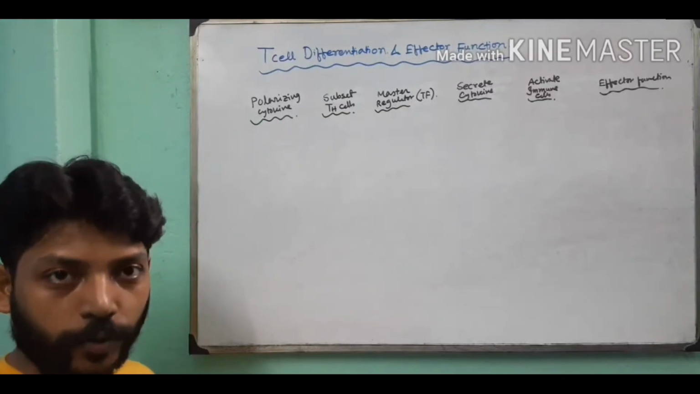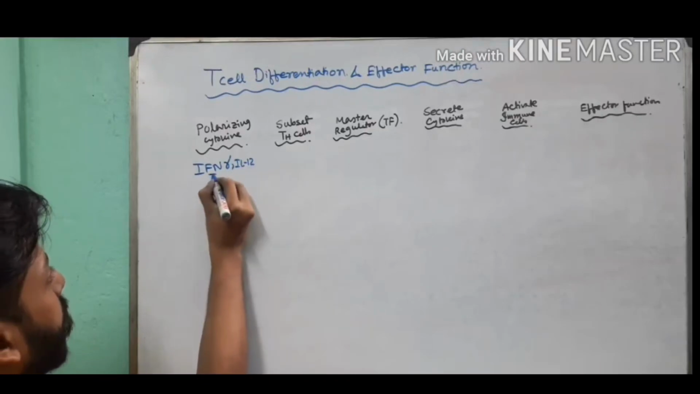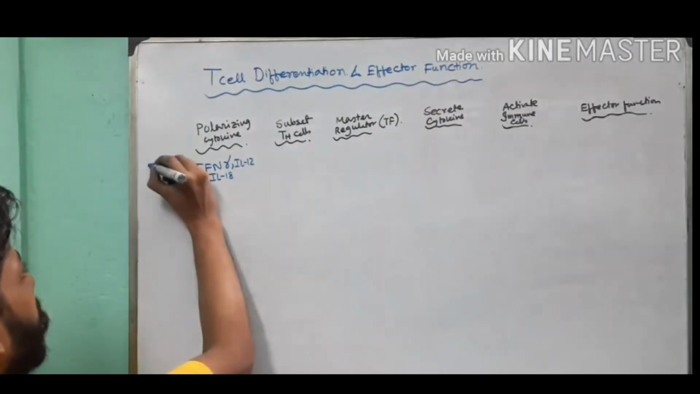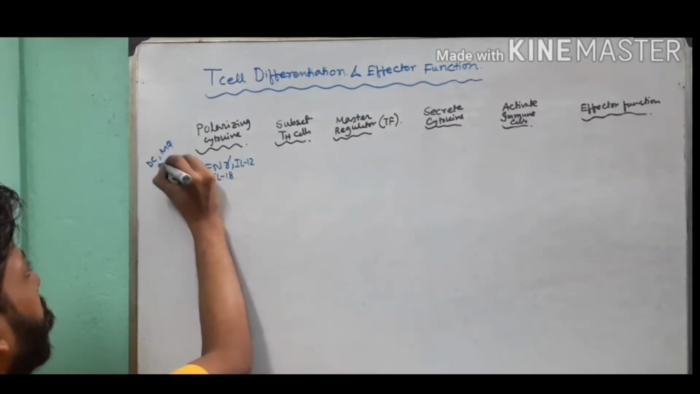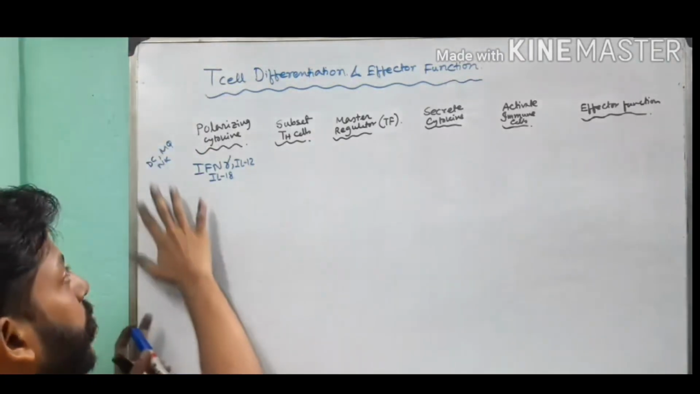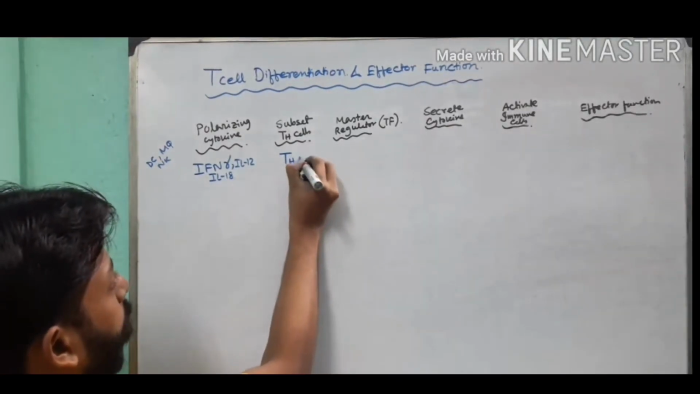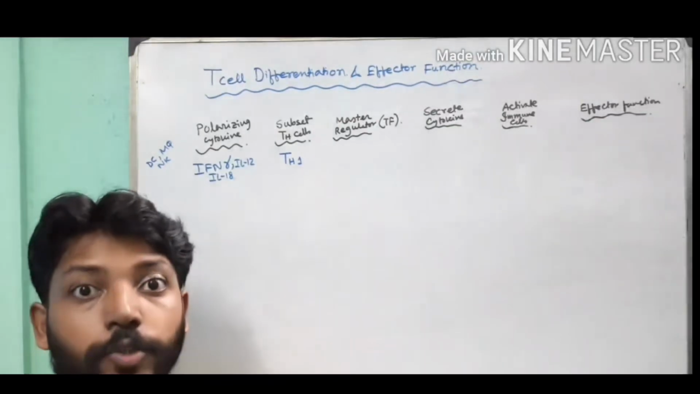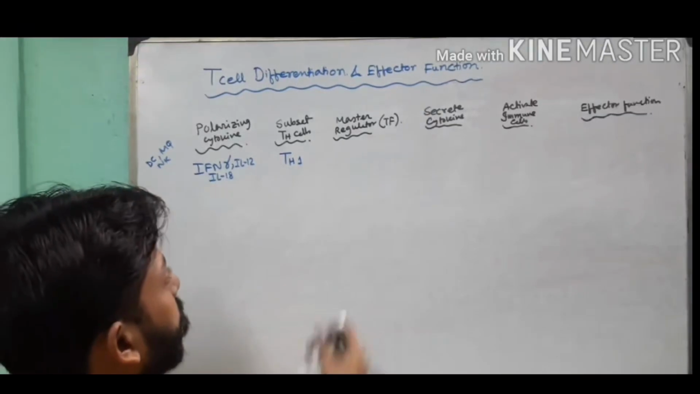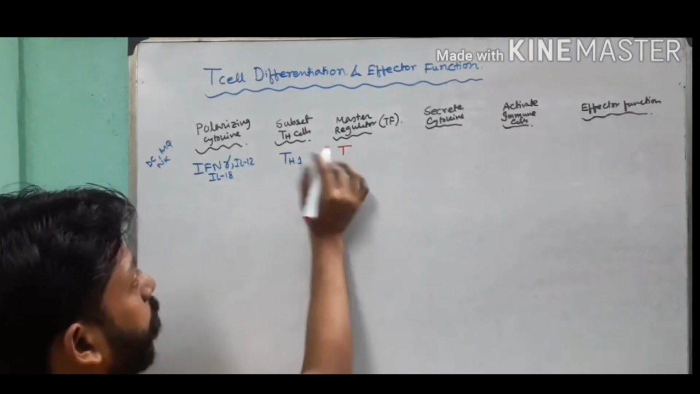So the first polarizing cytokines are IFN-gamma, IL-12, and IL-18. These cytokines are secreted by dendritic cells, macrophages, and NK cells when these three cells sense a pathogen. With this polarizing cytokine, a naive T helper cell becomes a TH1 subset. A master regulator starts to be expressed in these interactions, which I am mentioning in red color. You must remember the master regulator is a transcription factor that determines the fate of this T helper cell.